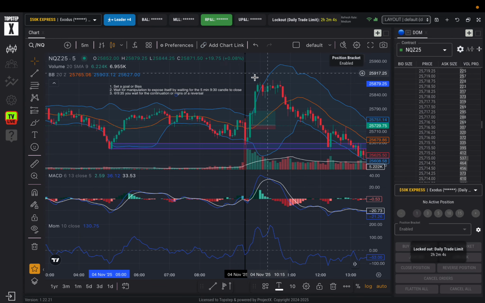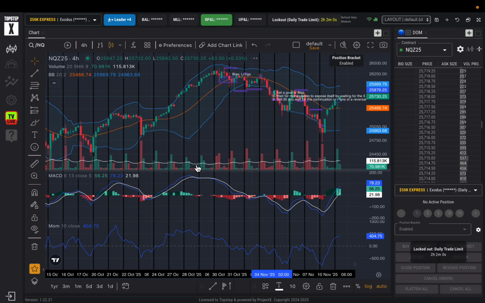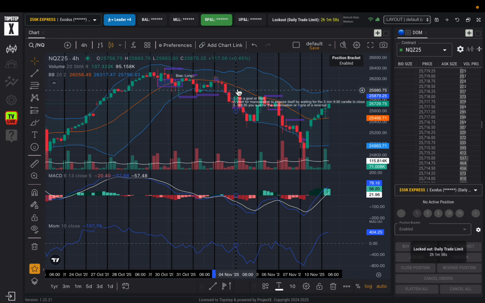As you can see here, you set a goal for the bias, right? You go to the 4 hour, right? And you can see here, right? To be honest, if I were looking at this, I would probably set maybe a short, maybe a long. It just depends how you're feeling that day.